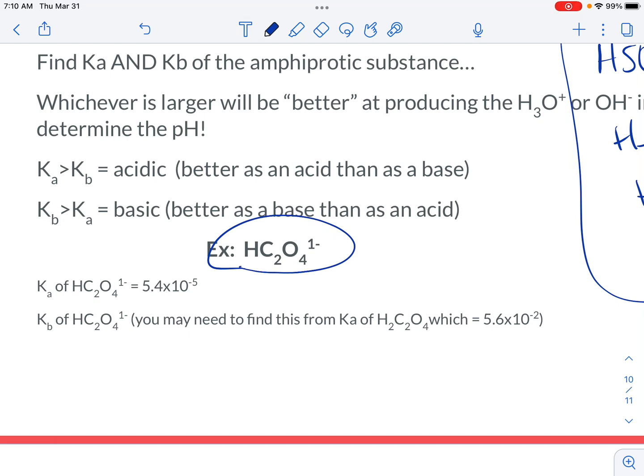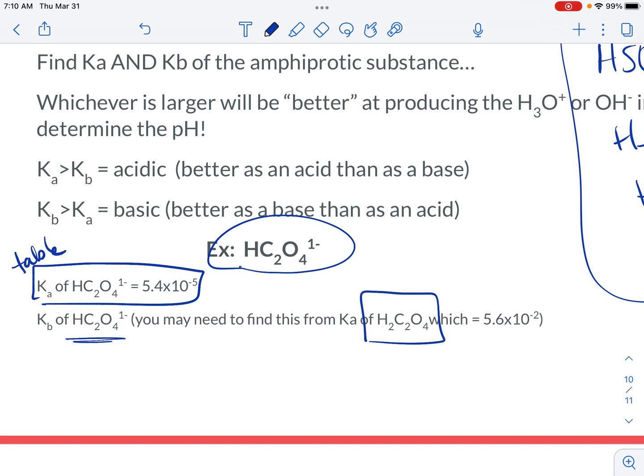So when I look it up, I see that I can find its Ka as 5.4 times 10 to the negative fifth. So this I found on a table, all right? But the problem is that I can't find the Kb of this on the table. So when I looked at the table, I was given Ka of the conjugate. This is really hard because you have to really make sure that you're not trying to say Kb of HC2O4- equals the 1 times 10 to the negative 14th over the Ka of that same ion.